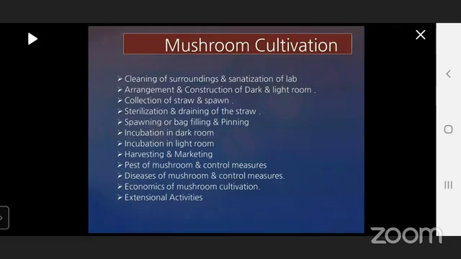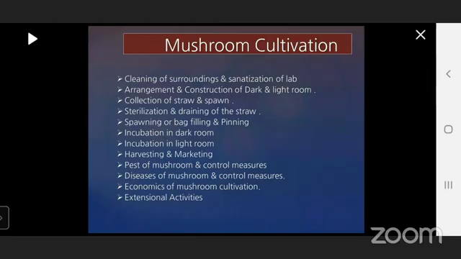So in this, we first have to clean the rooms to prevent contamination, and sanitization of the room is most necessary. So we can do the sanitization. Then arrangement and construction of a dark room and a light room. Mushroom requires dark for its incubation period, so a dark room is necessary, and also a light room. In the light room we have to give irrigation or watering to the mushroom.